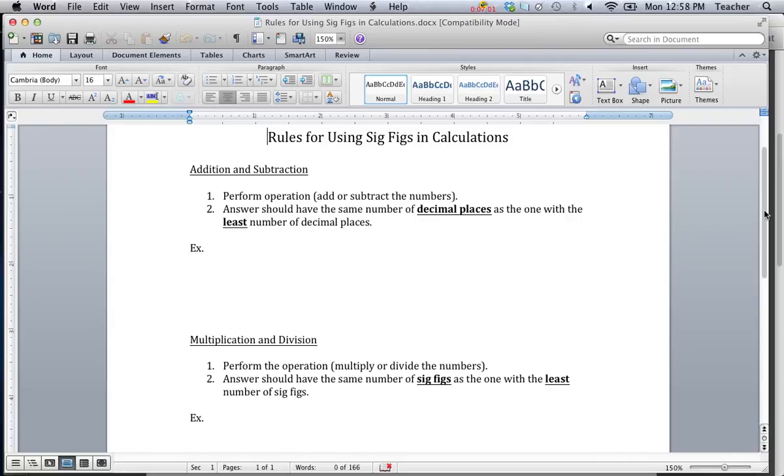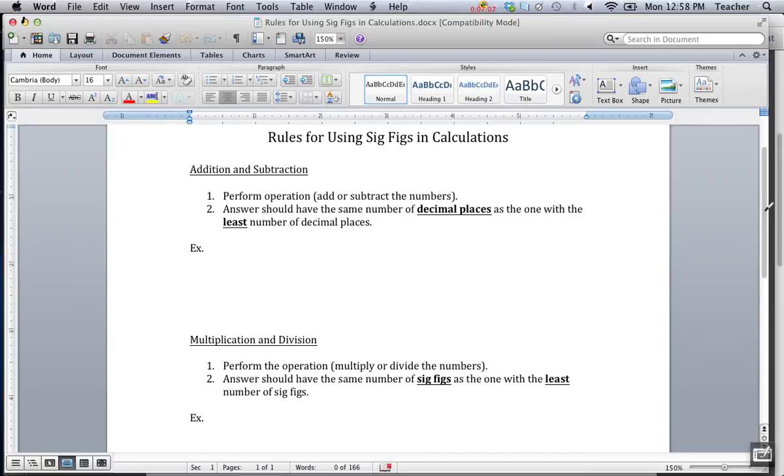Okay, so with addition and subtraction, you're going to take your numbers and perform the operation that it's being asked to do. So you're going to add or subtract the numbers. Once you get your answer, then you need to change your answer so that it has the same number of decimal places, so places after the decimal point, as the one with the least. Okay, so let me give you an example.